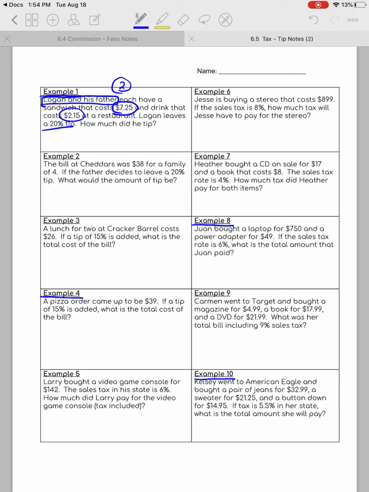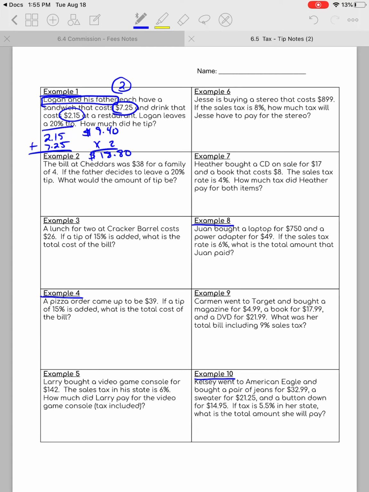So what do we got to do here? We got to do a little bit more figuring than normal. First off, we need to add $2.15 plus $7.25 because that's the cost of a meal per one person. That's going to be $9.40. But how many people ate lunch? Exactly, 2 people. So that means the total for lunch is $18.80.